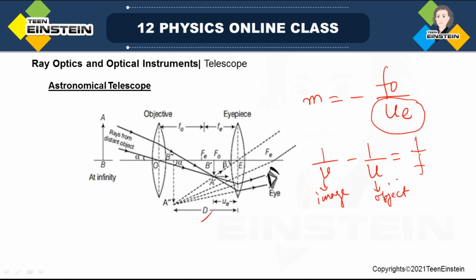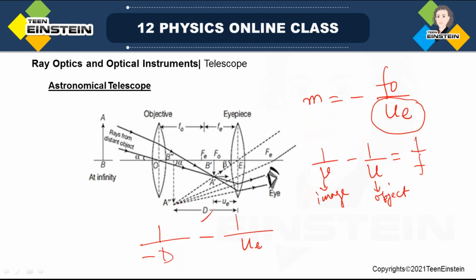Okay, this is the formula: 1 by v minus 1 by u is equal to 1 by f. This we know already. Now we have to properly insert these values. What is the v here? The final image will be created at this place, so A double prime and B double prime, which is at d distance away, noted from our eyepiece. So you have to take this v as minus d. And u, in this case, is actually ue.